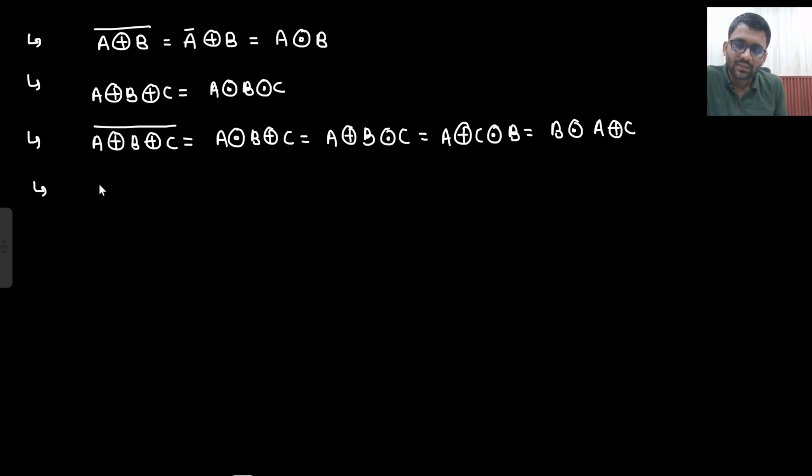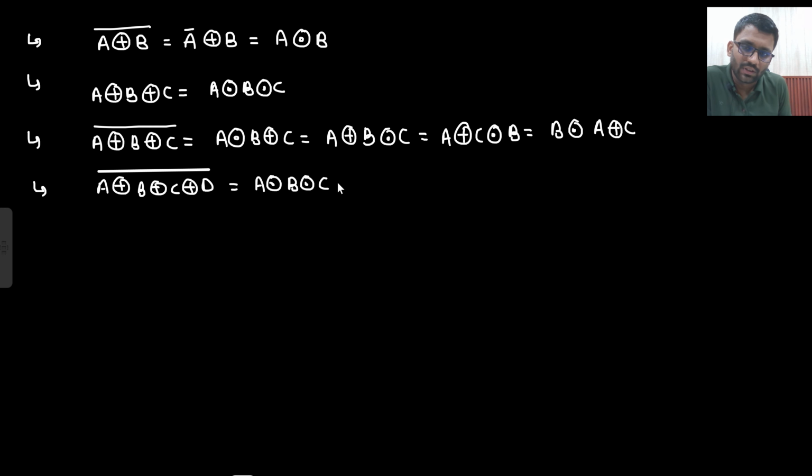For 4 variables, A XOR B XOR C XOR D bar will be equals to what? A XOR B XOR C XOR D. Anything else we can do here? Yeah, we can do more things here. What things we can do?